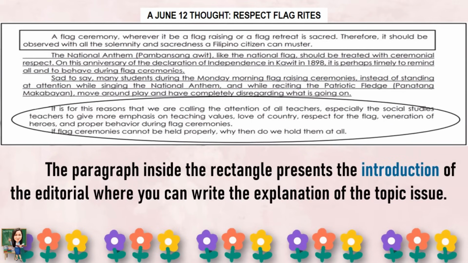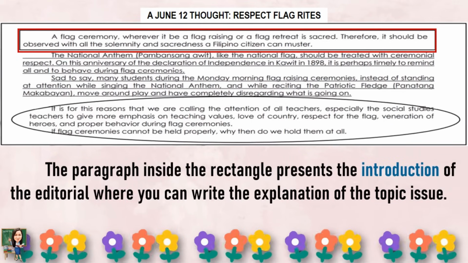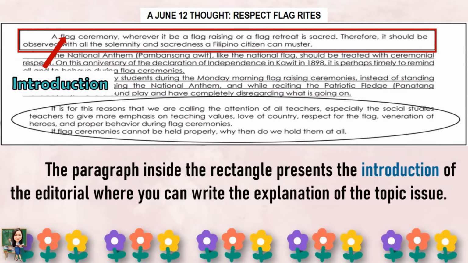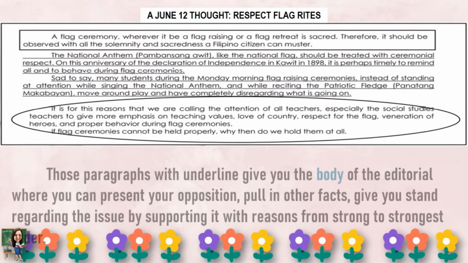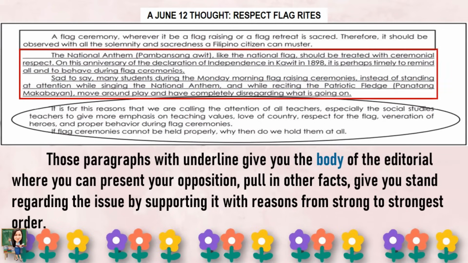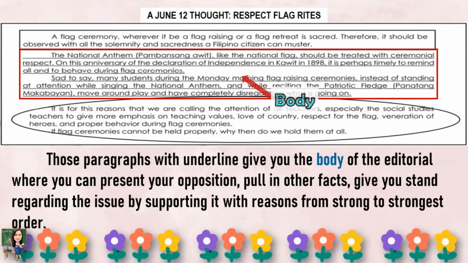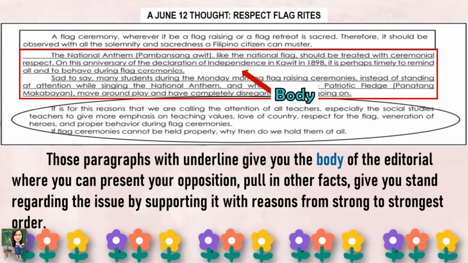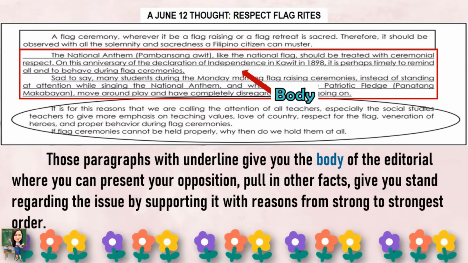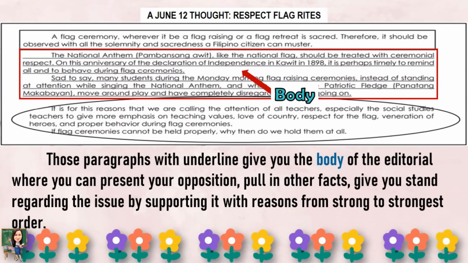The paragraph inside the rectangle presents the introduction of the editorial, where you can write the explanation of the topic or issue. Those paragraphs with underline give you the body of the editorial, where you can present your opposition, pull in other facts, and give your stand regarding the issue by supporting it with reasons from strong to strongest order.